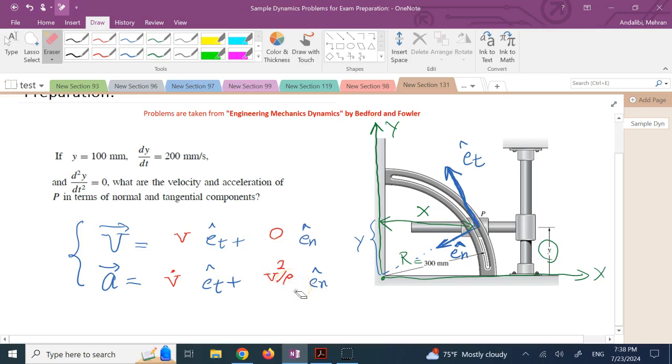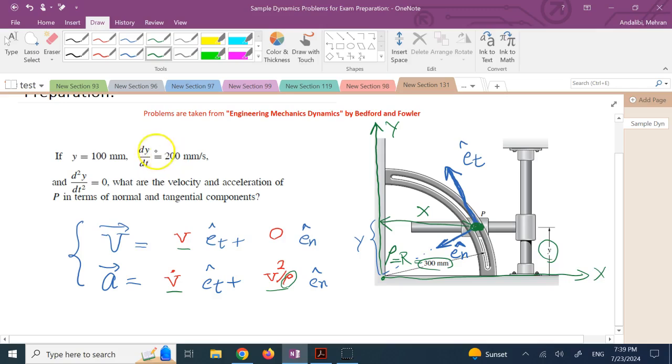So in order to fill these in, what we need to find is V at that moment, then V dot, and then rho. Now in this case, rho is easy. Rho is the same as r. This is a circular motion also, and in circular motion rho, the radius of curvature, is a constant, and it's just 300 mm. So rho is good. What we need to find is V and V dot.